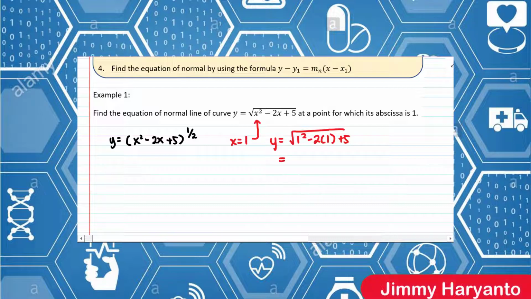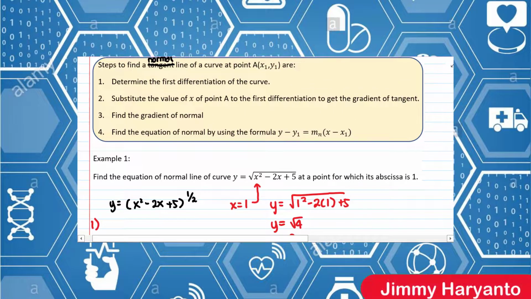So you will have 6 minus 2, 4, square root of 4. So y equals 2. From this we already have the point (1, 2). Okay, after we got the point, we have to find the gradient of the normal. To find it we have to follow the steps.